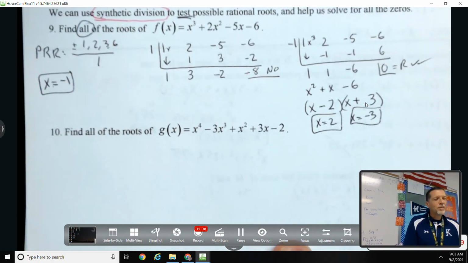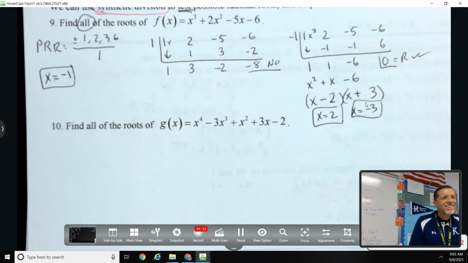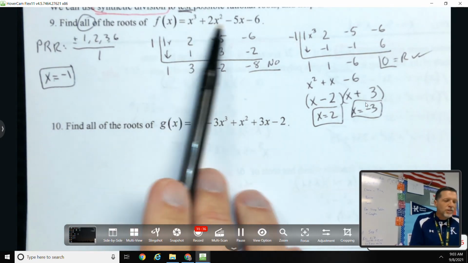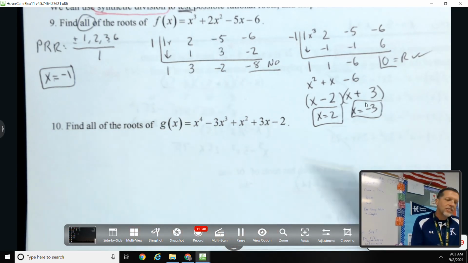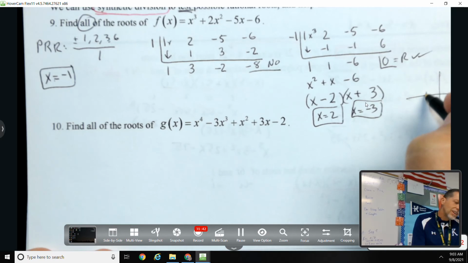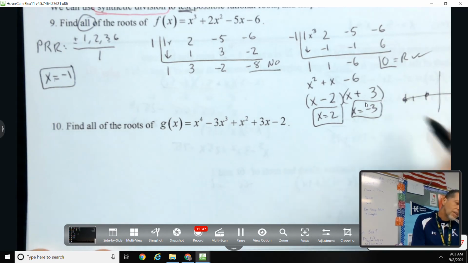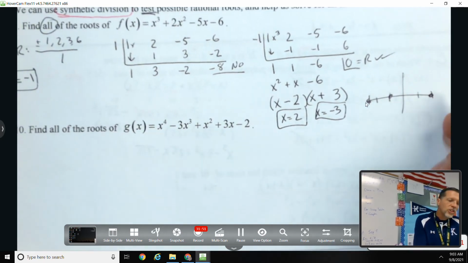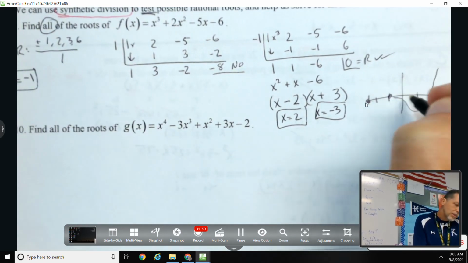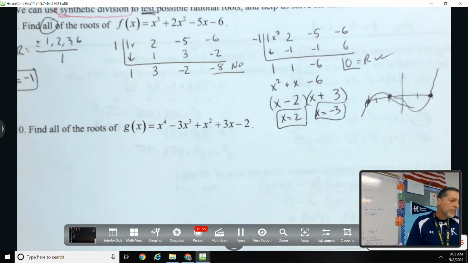Remember, this is from the land before calculators. But that doesn't mean there isn't a way. On a calculator, you would probably just graph this and look for the x-intercepts. This graph is going to have an x-intercept at -1, at 2, and at -3. So you could use your calculator to check. But this was going to be on the no calculator part of the test.